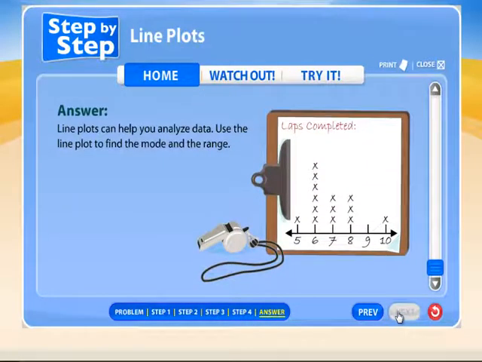Now that we have the line plot, we can use it to analyze the data. By taking the numbers from each end of the line, we can see that the range is 10 minus 5, or 5. And for the mode, it looks like most kids ran 6 laps, since that is the number with the most X's on the line plot.